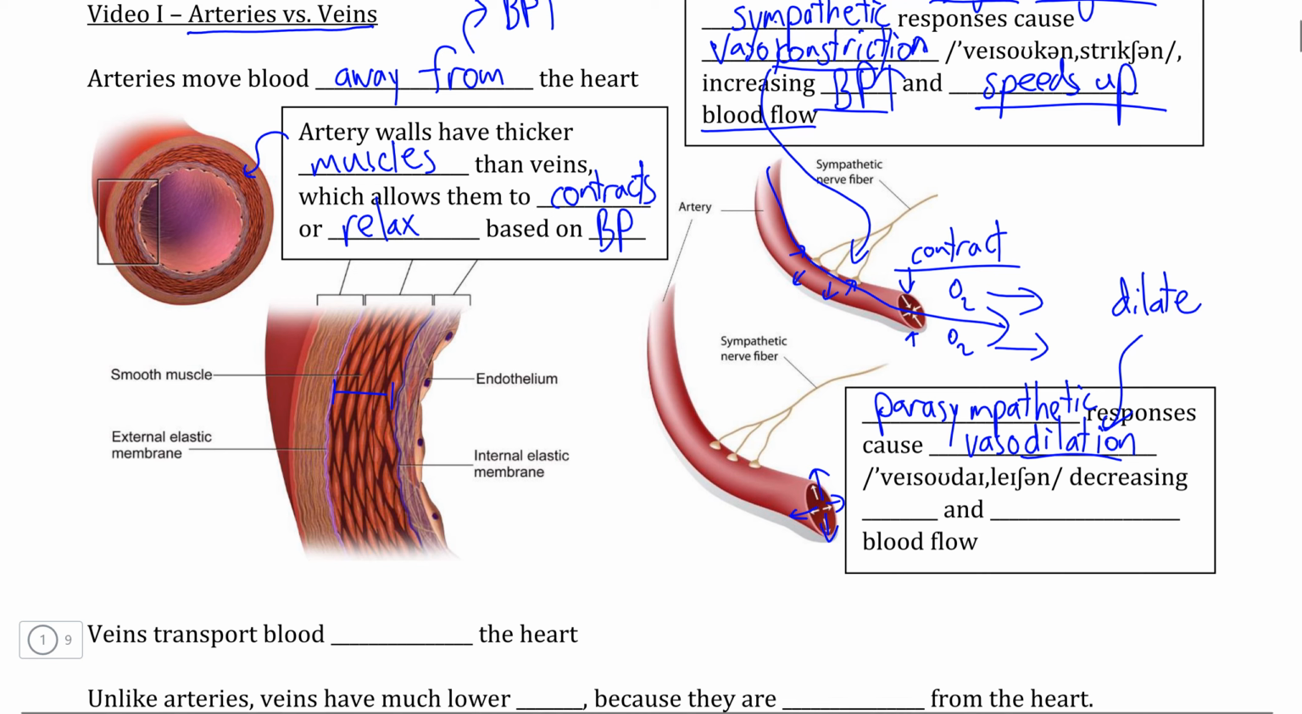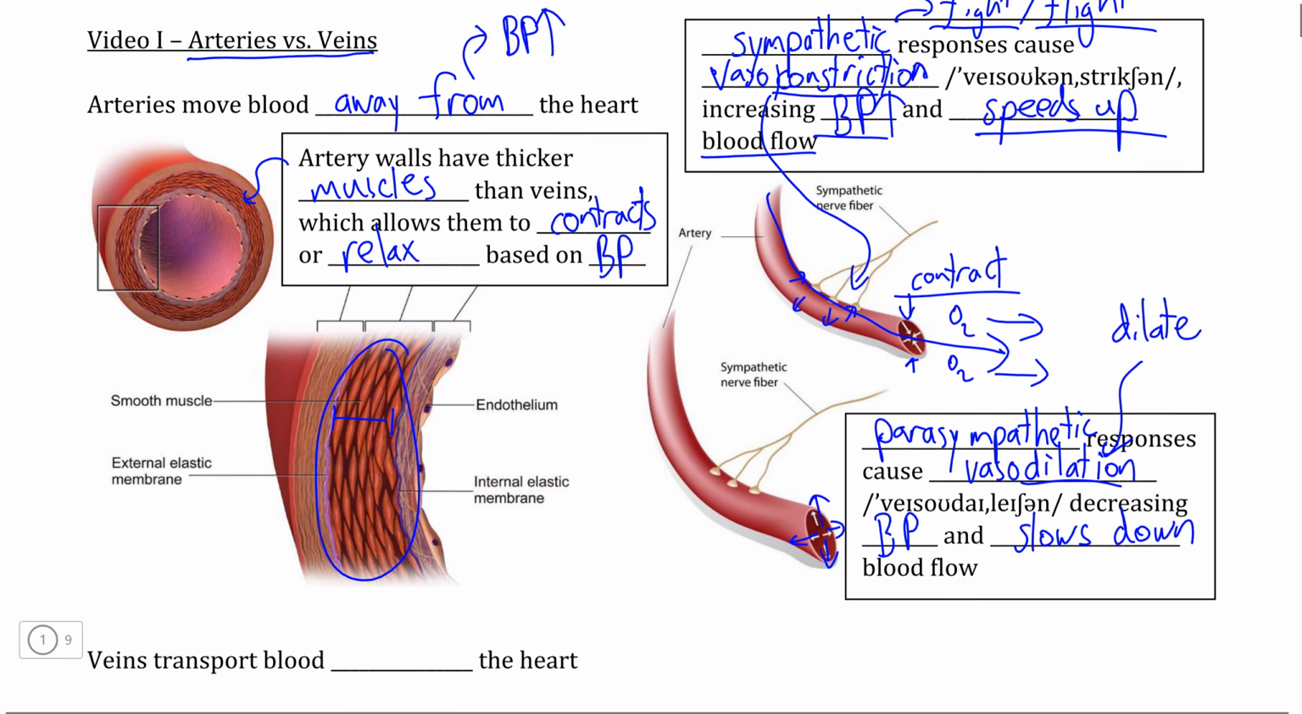But in this case, the dilation occurs when the muscles in the arteries relax, therefore making the diameter of the arteries larger, therefore decreasing the amount of pressure that the water in your blood exerts on the walls of your arteries, therefore lowering blood pressure. And because blood pressure is lower, there is less force that is pushing the liquid part of your blood to move in a specific direction, and therefore your blood flow is going to slow down as a consequence of this.